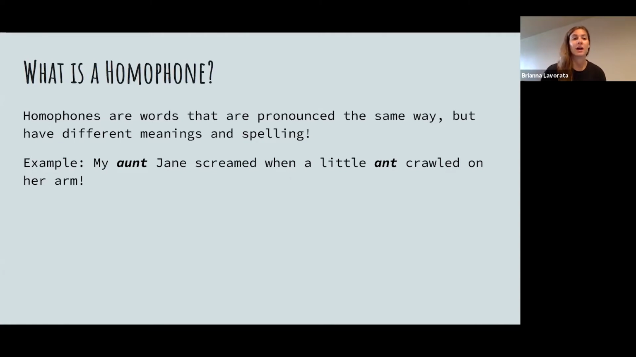It says, my Aunt Jane screamed when a little ant crawled on her arm. So I have bolded the words aunt and ant. Okay, these are two words that are pronounced the same exact way. My Aunt Jane and an ant crawled, okay? So they have different meanings and different spelling, but they're pronounced the same way. Okay, so my Aunt Jane screamed when a little ant crawled on her arm.